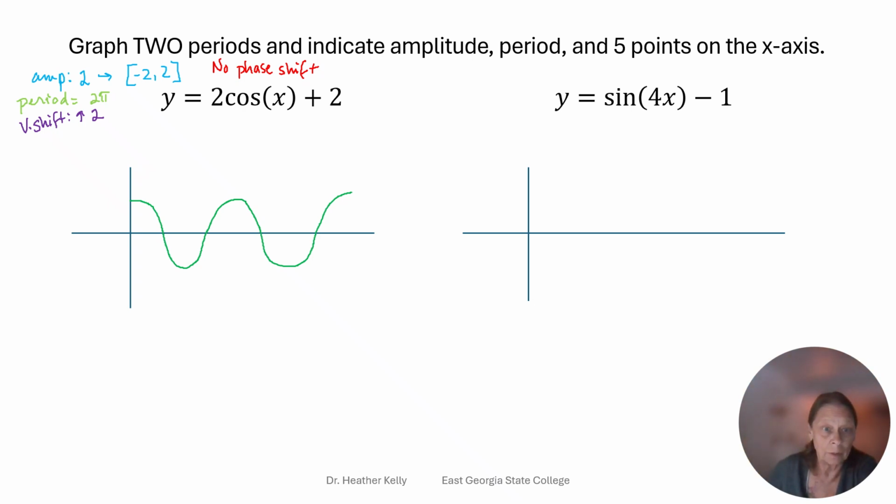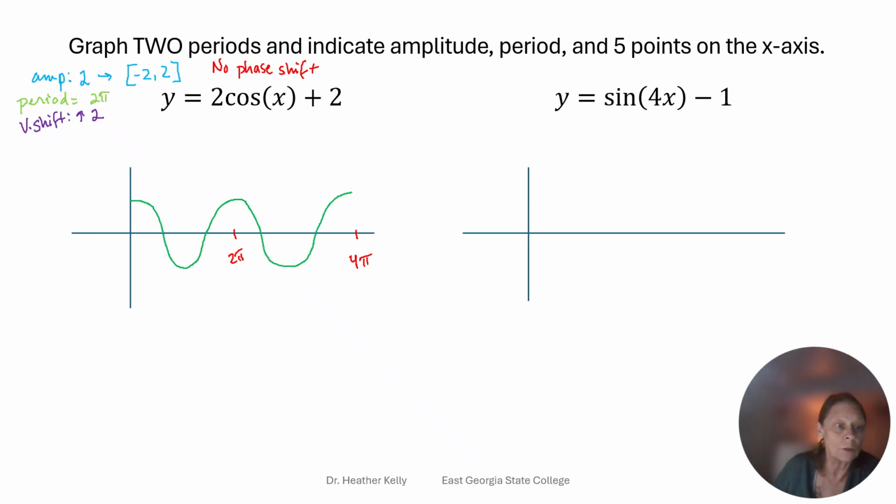Our period here, let's go ahead and put that in. It's 2 periods, so that's going to be our 4 pi. That's going to make this guy 2 pi. I'm just going to jot those in there. Okay. Now, how do you handle the vertical shift?